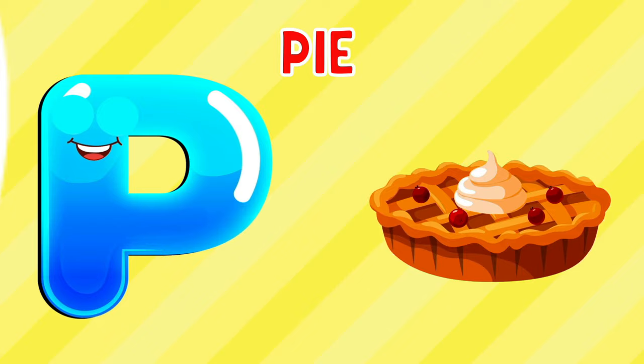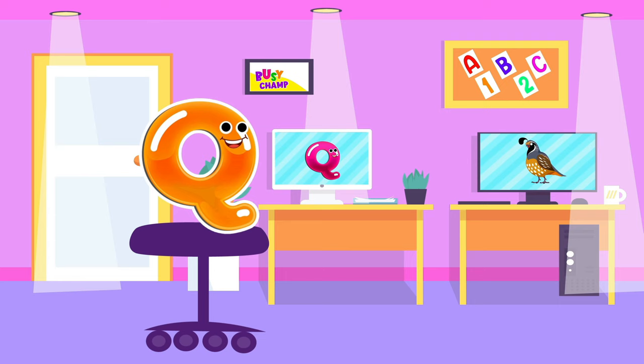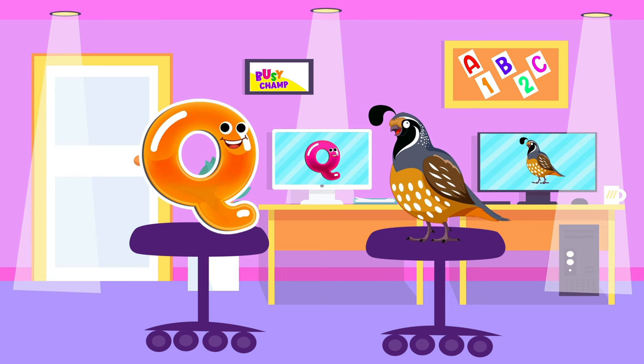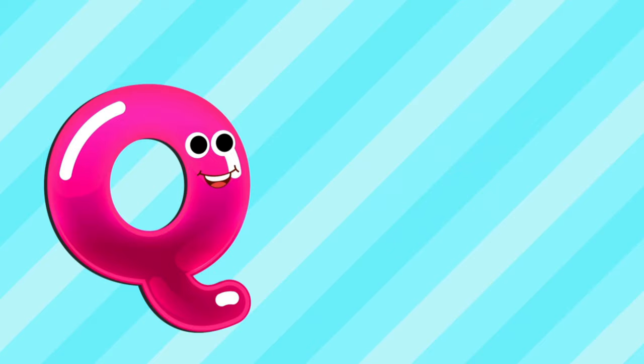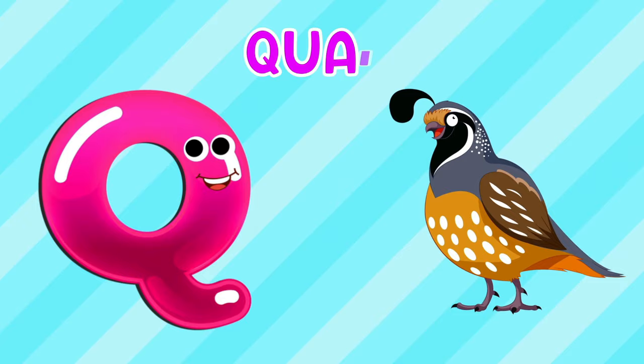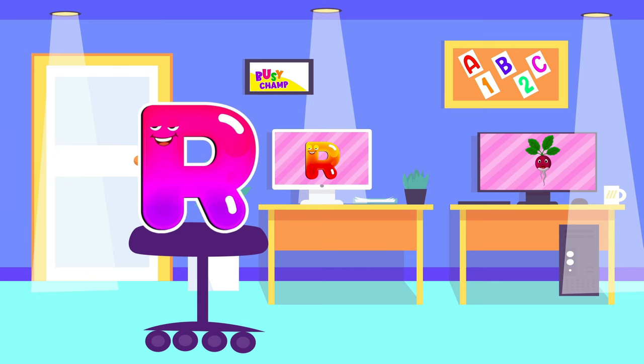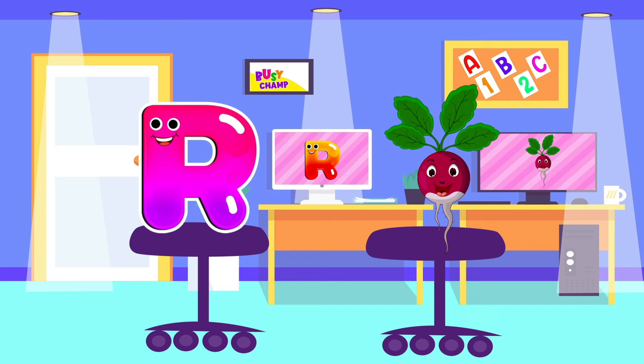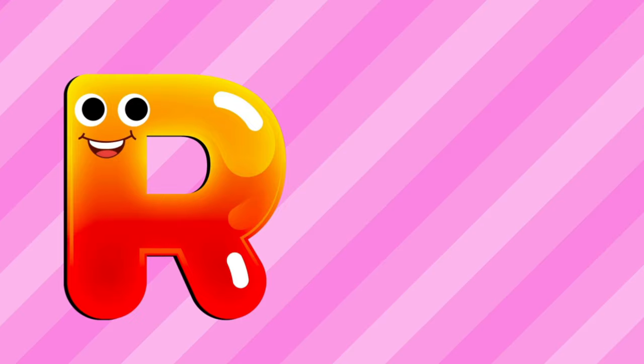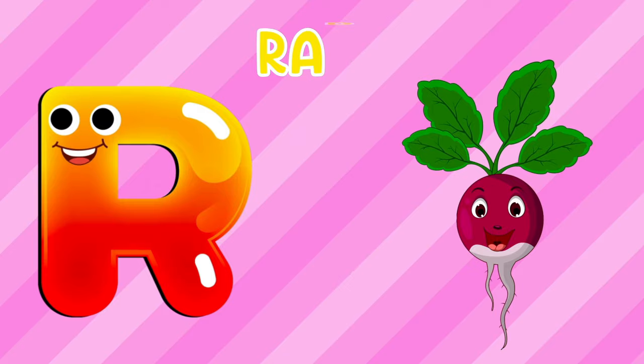P is for pie. Q. Quail. Q is for quail. R. Radish. R is for radish.